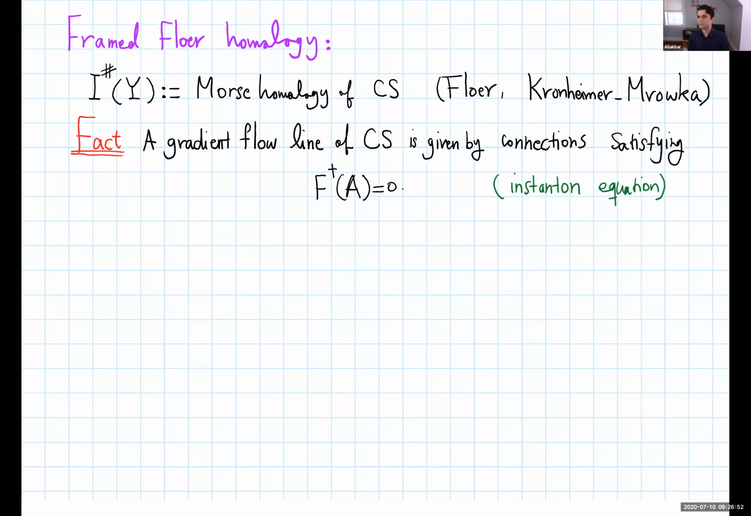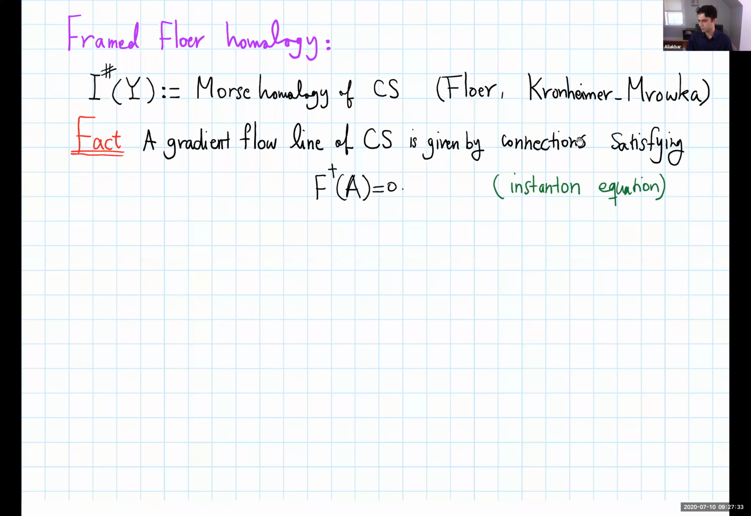Because I'm going to assume that maybe other people here are symplectic geometers, not gauge theorists, I just want to point out some fact about the analysis involved in the definition of I-sharp of Y. On the Lagrangian Floer homology side, when we do Floer homology, the main geometrical objects for us are going to be holomorphic strips and Lagrangian boundary conditions. So the analog of holomorphic strips in Lagrangian Floer homology here would be gradient flow lines of the Chern-Simons functional.